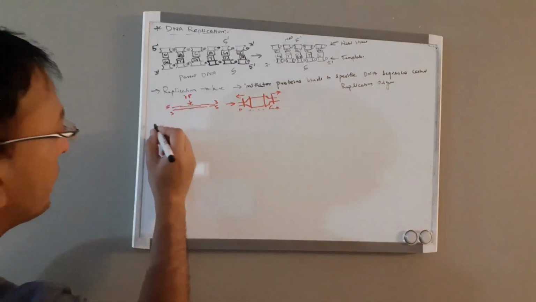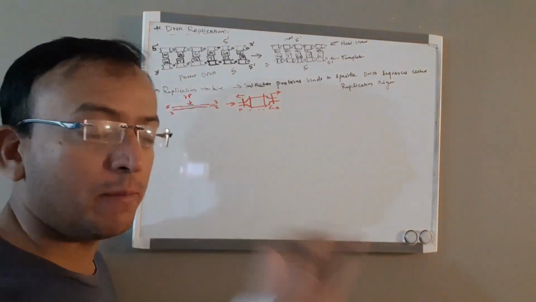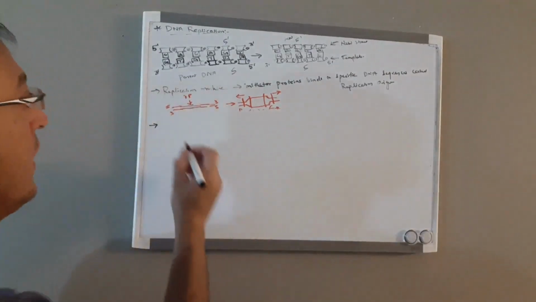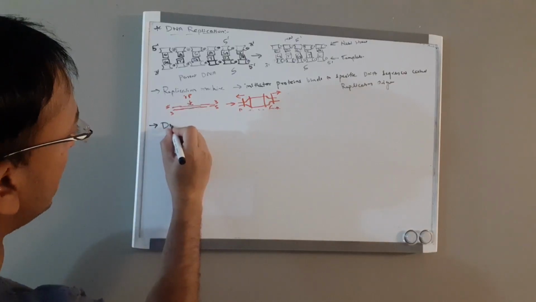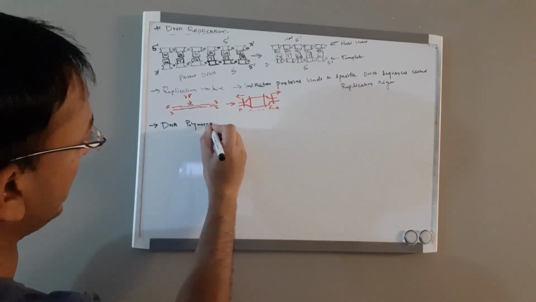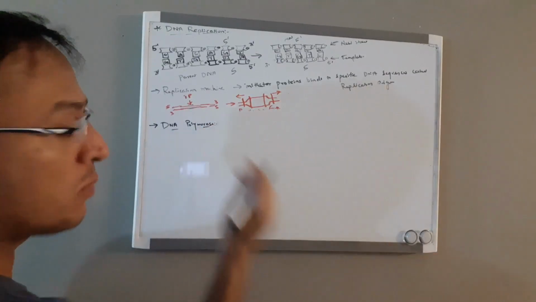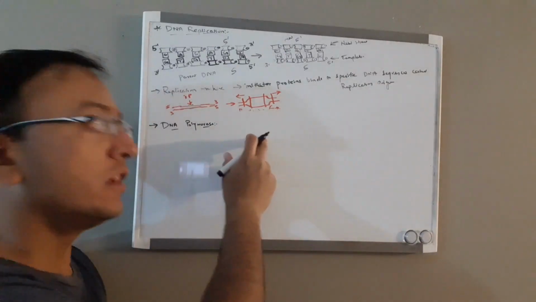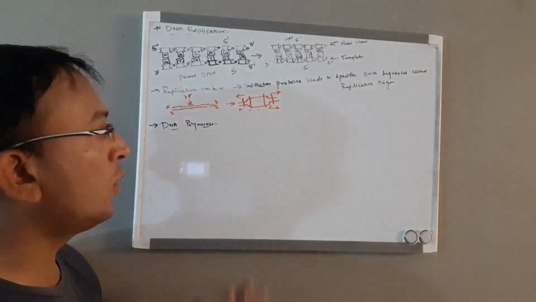So first, when you think about DNA replication, which enzyme is responsible for replication of DNA? It is DNA polymerase. And this enzyme is responsible for the polymerization reaction in DNA replication.